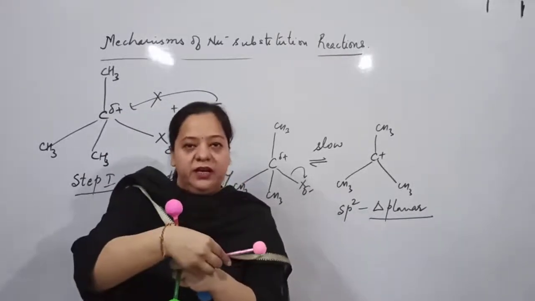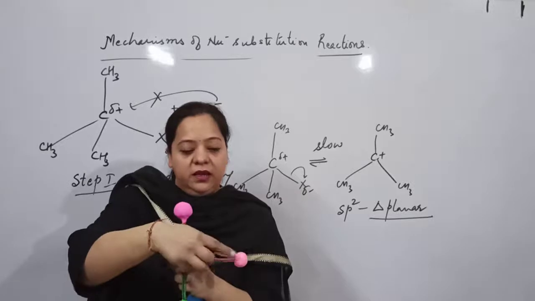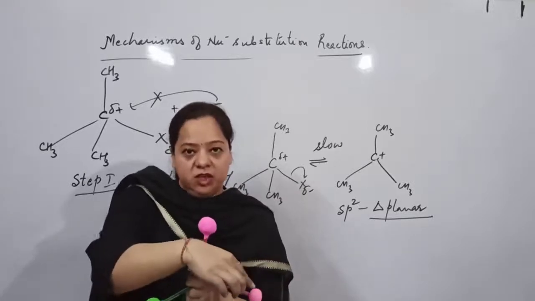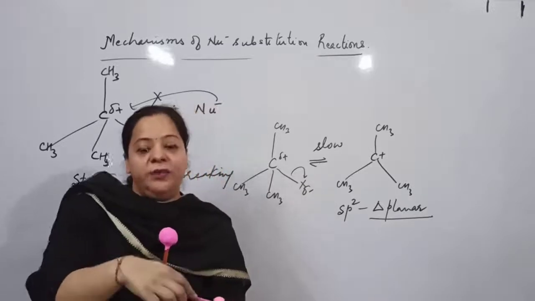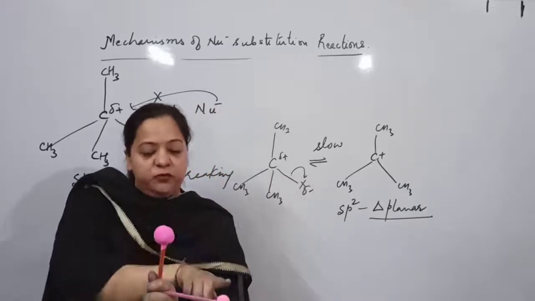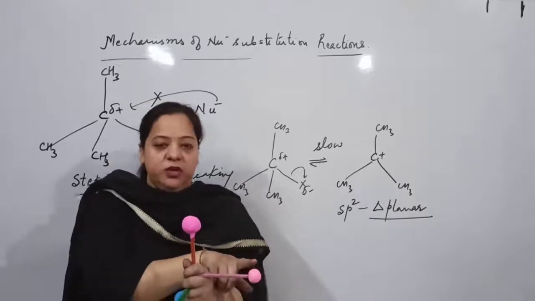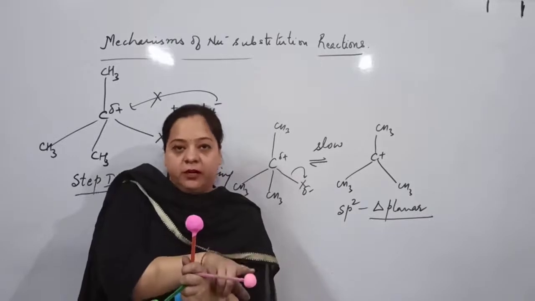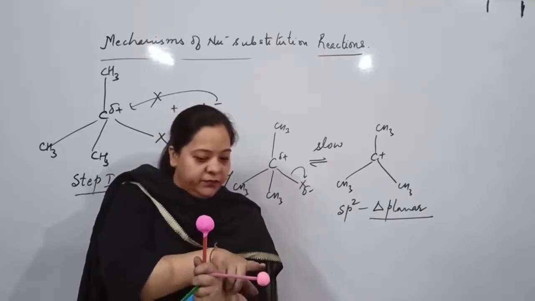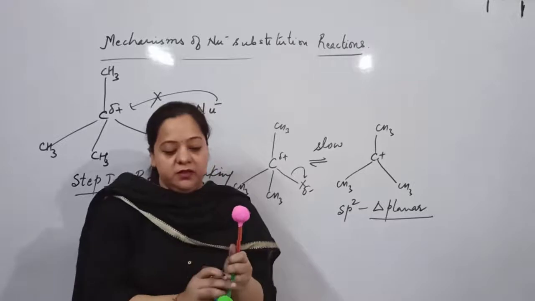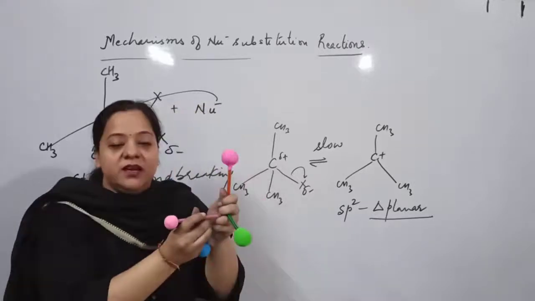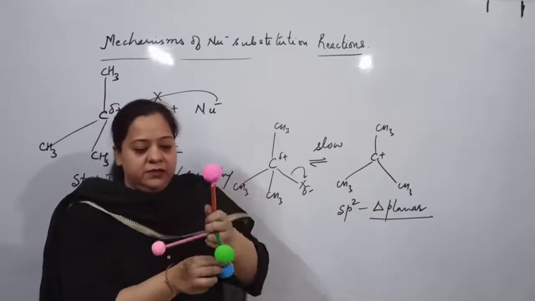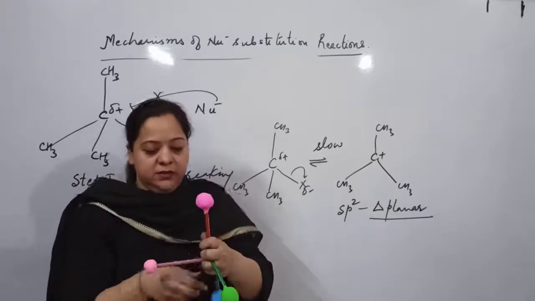If there is frontal attack, then the incoming nucleophile will occupy the same position which was occupied by the leaving group. As leaving group was on this side, the incoming nucleophile also occupies the position on this side if it is a frontal attack with 50% probability. And at the same time, there is 50% probability for the rear attack.